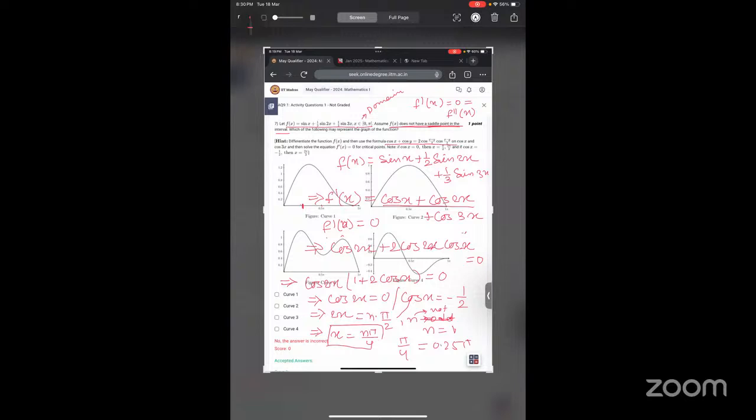What do you think about curve 1? It is still increasing at 5 by 4. It has not reached the critical point. Yeah, it is not at the critical point, right?